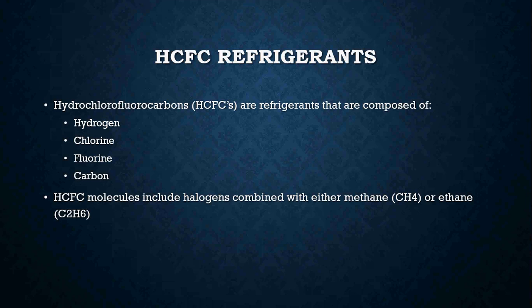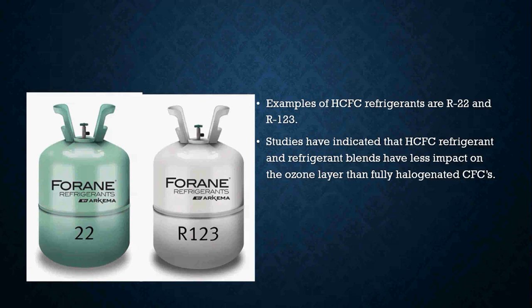Okay, HCFC refrigerants, hydrochlorofluorocarbons, better known as HCFCs, are refrigerants composed of hydrogen, chlorine, fluorine, and carbon. HCFC molecules include a halogen combined with either methane or ethane. Some examples of HCFC refrigerants are the common R22, which is found in a lot of your air conditioning, and R123.